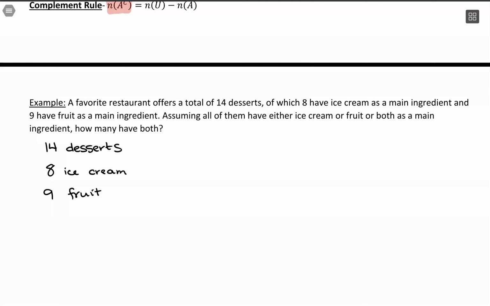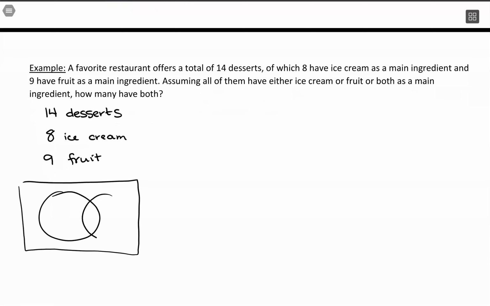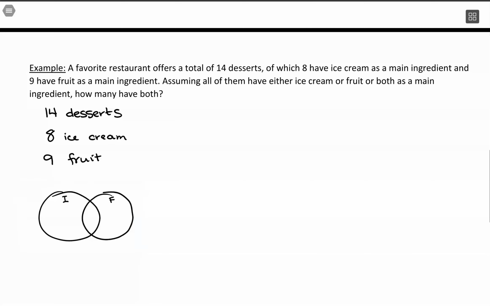So what we're going to assume is that with these desserts, they have to have ice cream, they have to have fruit. So in terms of a picture, if we did think about our Venn diagram here, I have all of these desserts, I have ice cream, I have fruit, and if I have all 14 desserts, I wouldn't actually have anything outside of that. These desserts, they have to have ice cream, they have to have fruit, or they have to have both. I know that all of those add up to 14.